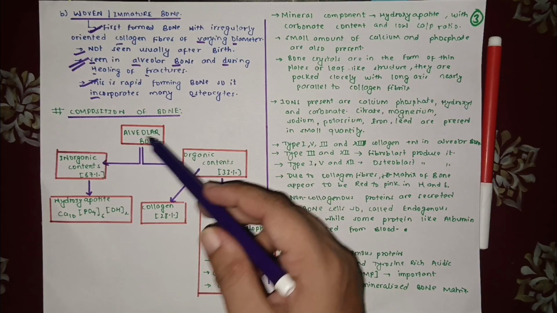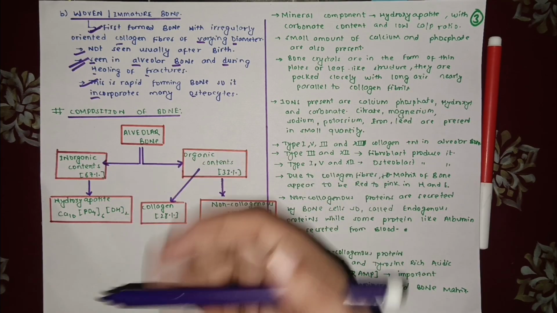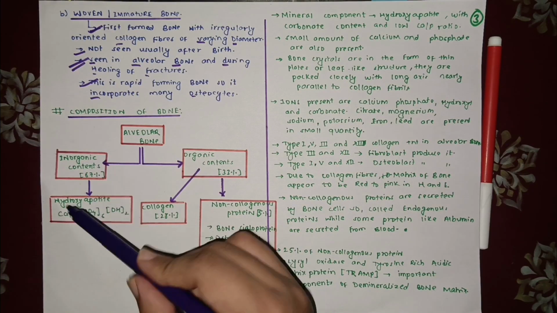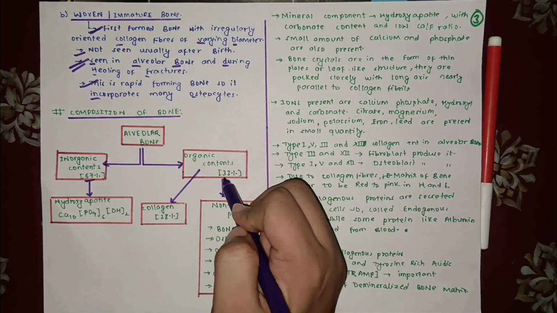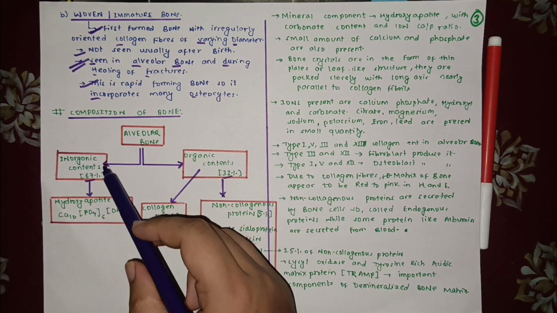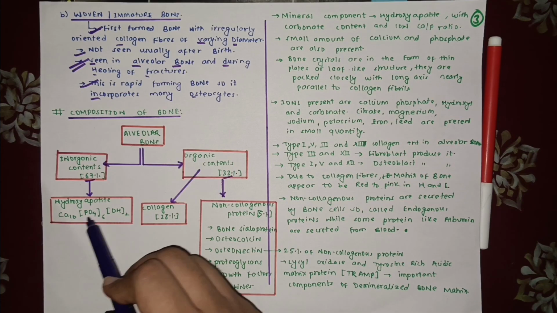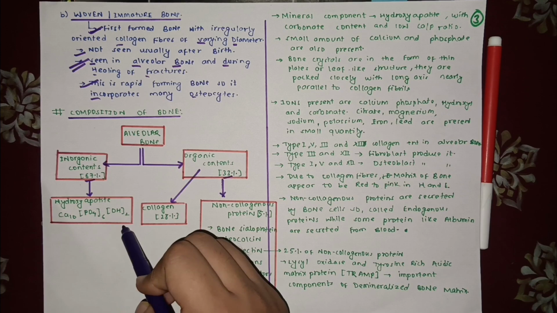In alveolar bone, we have inorganic contents and organic content, but mostly we have the inorganic content, as it is the bone. In the inorganic content we have 67 percent, and the organic content we have 33 percent. In the inorganic content we have hydroxyapatite crystals, mostly. The formula is written here: Ca10(PO4)6(OH)2.